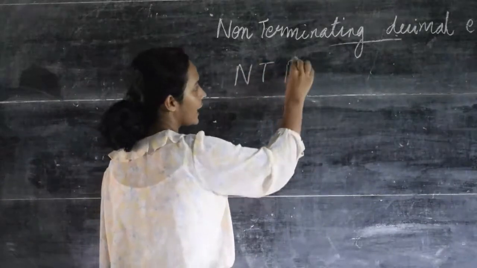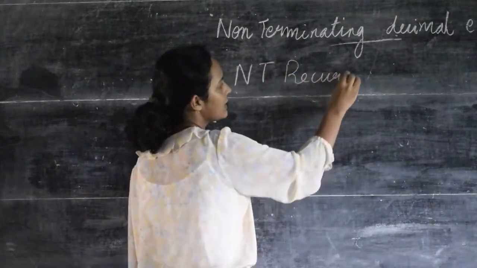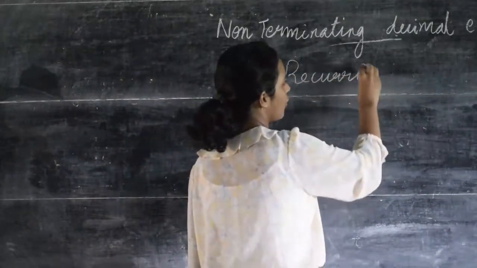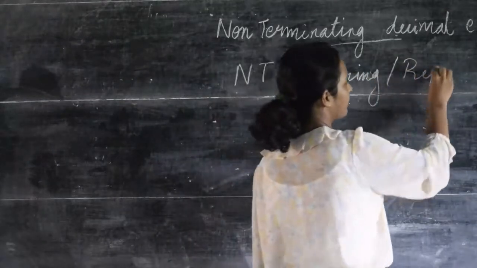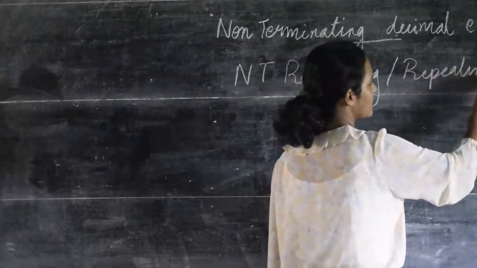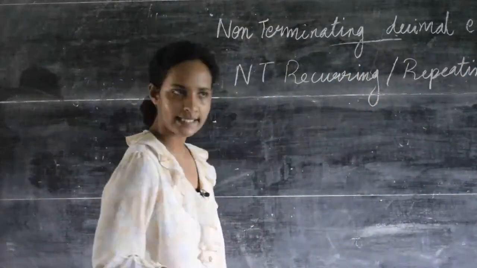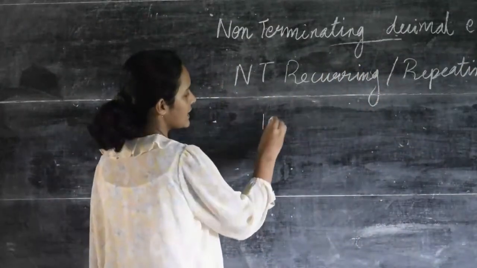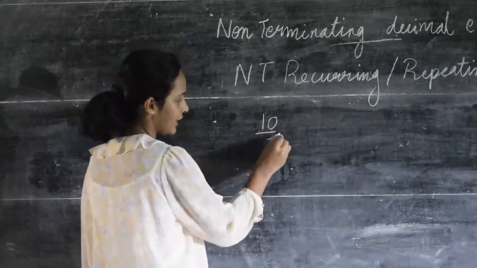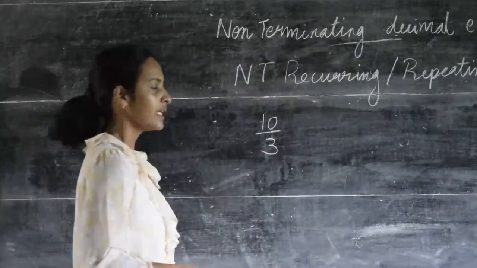Non-terminating recurring decimal expansion, recurring or repeating. Now what kind of decimal expansion is this? Let me explain it to you using an example. The first example that I am taking is 10 by 3. Can you see 10 by 3? Yes, so 10 by 3.